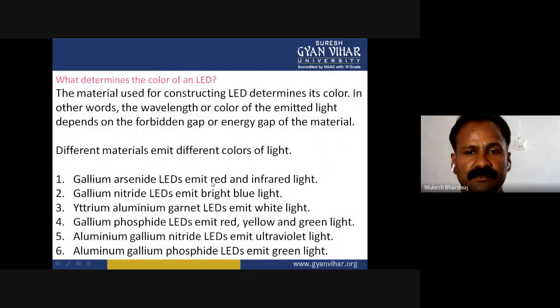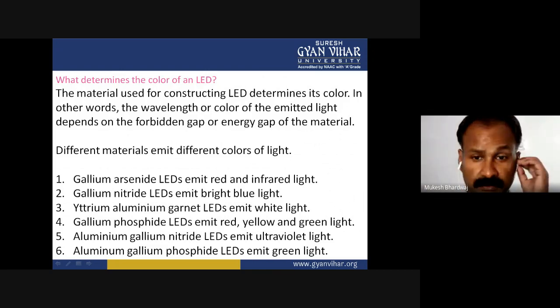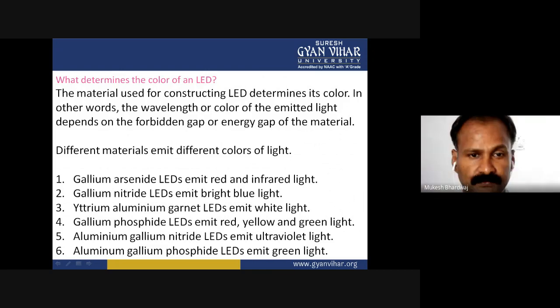What determines the color of LED? Very interesting. Which type of material emits which type of color? So, the material used for constructing LED determines its color. In other words, the wavelength or color of the emitted light depends on the forbidden gap or energy gap of the material. Different materials emit different colors of light.